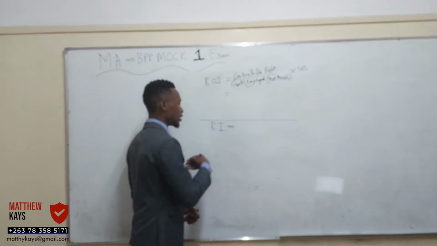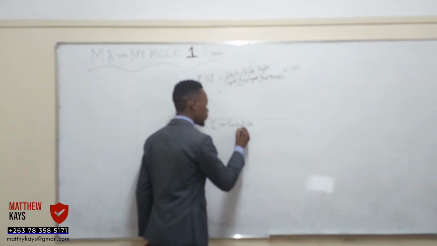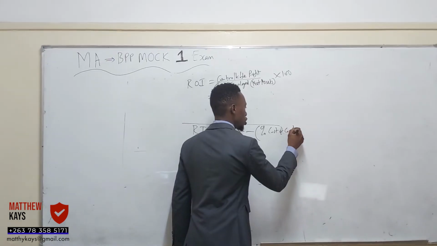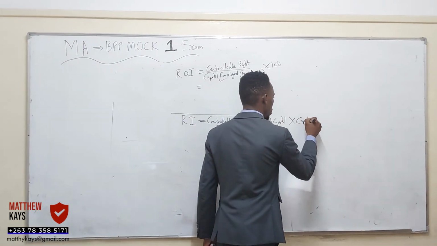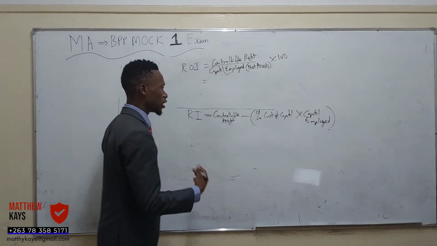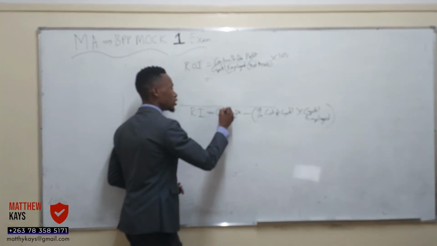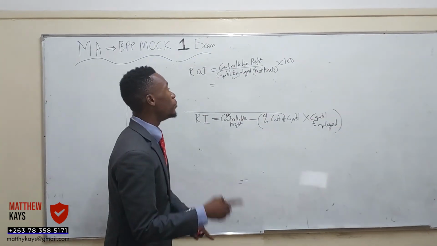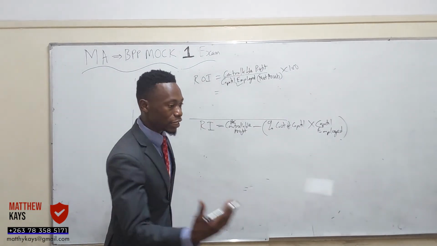Let's write the formula. Residual income is calculated as controllable profit less percentage cost of capital, another name for which is imputed interest, multiplied by the capital employed. This is the formula, guys. Why am I given the residual income? This formula has the controllable profit. So if I get this controllable profit, I'll be able to use it to calculate the ROI. This is why I was given the residual income.